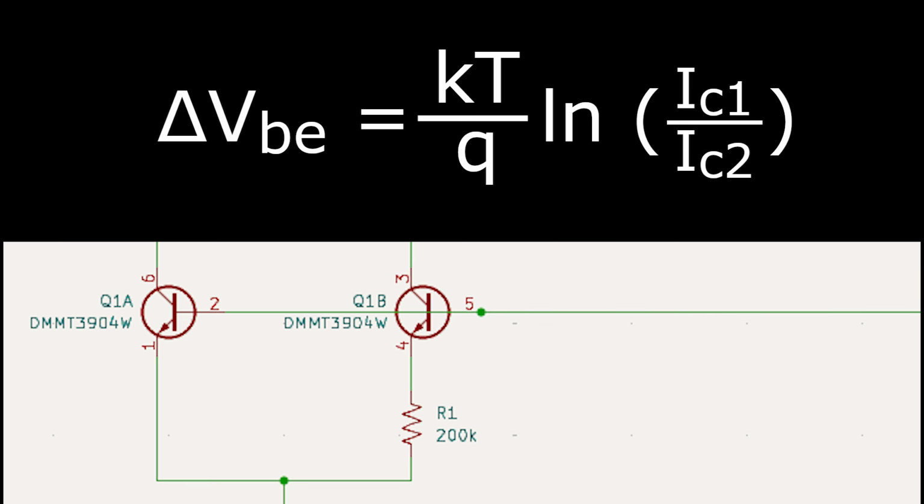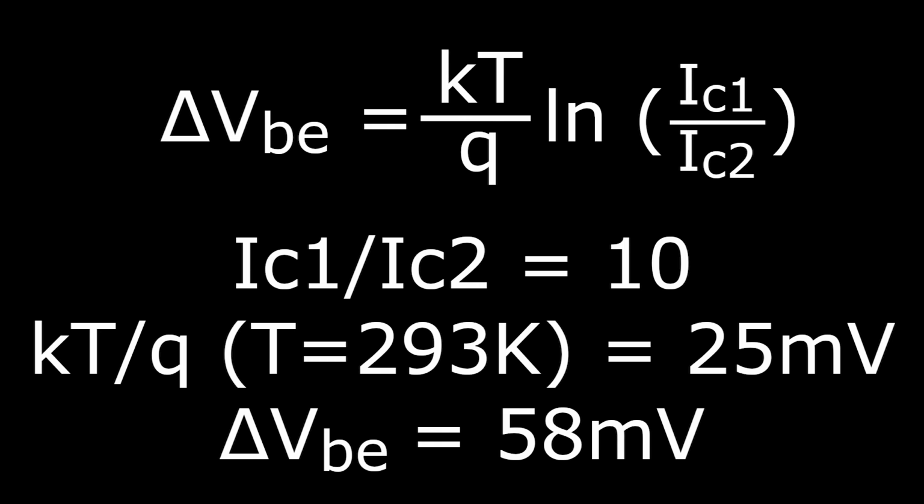The collector resistors set the ratio, so we just need to insert an average temperature value of perhaps 20 Celsius, or 293 Kelvin. If you aren't aware, K is the Boltzmann constant, and Q is the charge of a single electron. If you solve this, it comes out to be about 25 millivolts. That equates to a voltage drop across the resistor of about 58 millivolts.